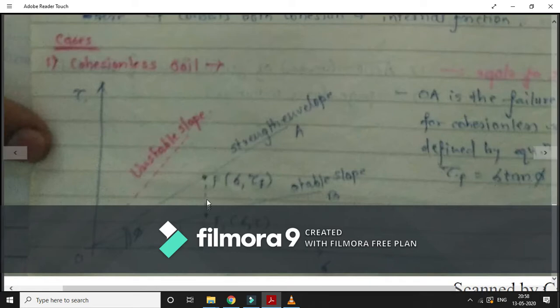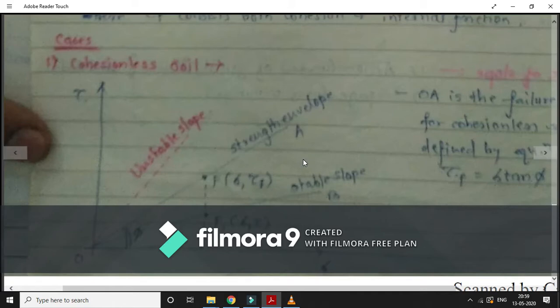So I can draw a line here like this. If I draw a line like this, I will get the x value as sigma for stable slope. Similarly, the same value is applied for the strength envelope sigma. But there is a difference of shear stress and strength envelope here. So I can see like this, this is the tau and this is the tau f.